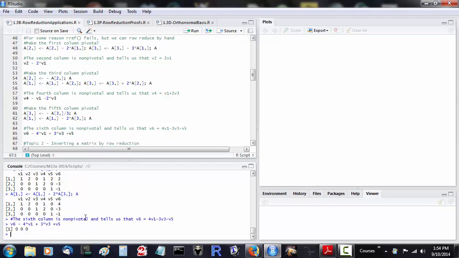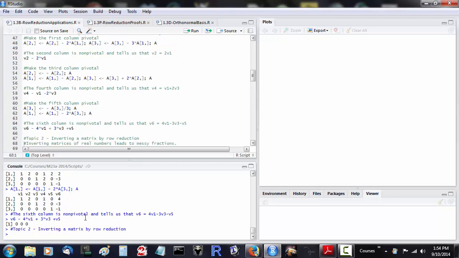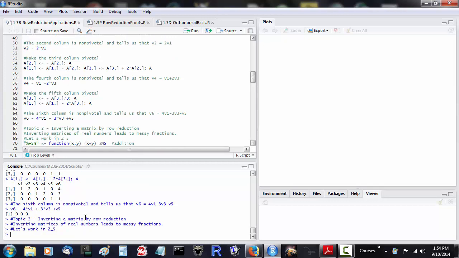And finally, the sixth column is the last of the three non-pivotal columns. That tells us how to express column 6 in terms of columns 1, 3, and 5. Next topic, how do we invert a matrix by row reduction?